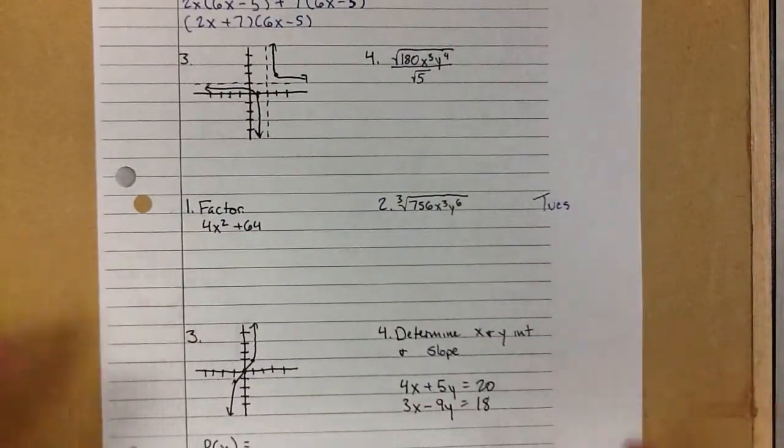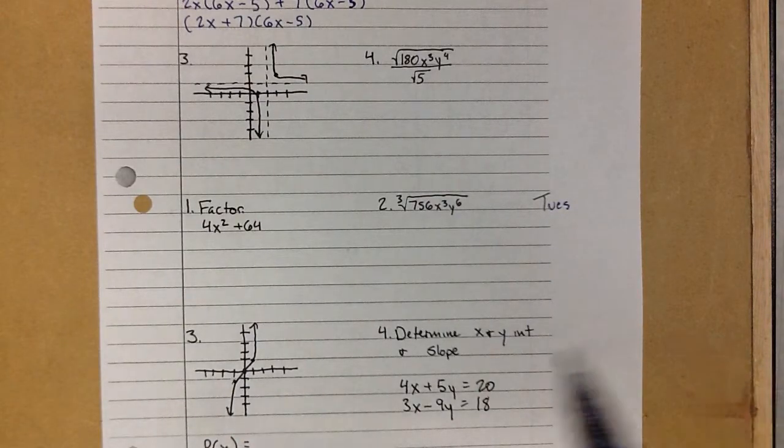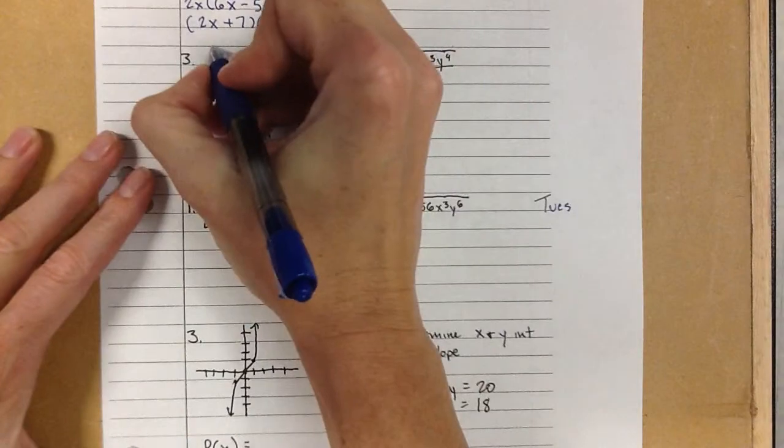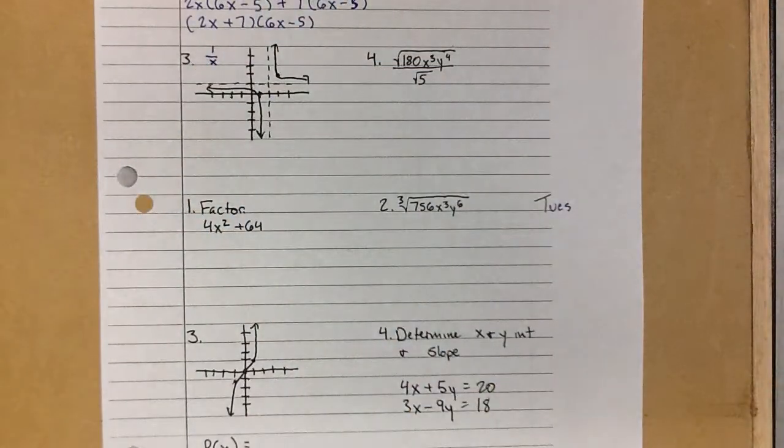Number 3. I forgot to put domain and range and parent function, but we've done this enough. What do you think the parent function is? Reciprocal, or 1 over x. Okay, we've gone over inequalities and we've gone over interval notation. I'm going to do the domain and range both ways.